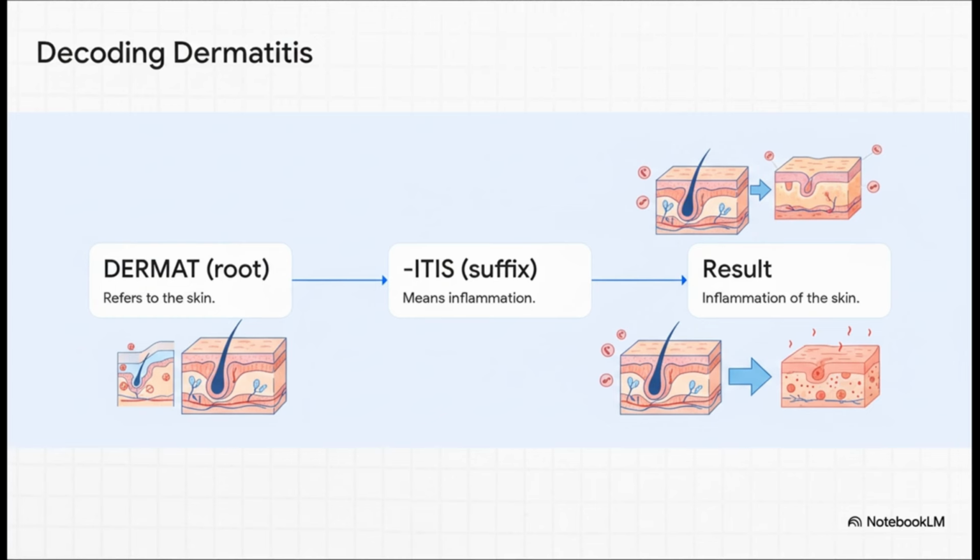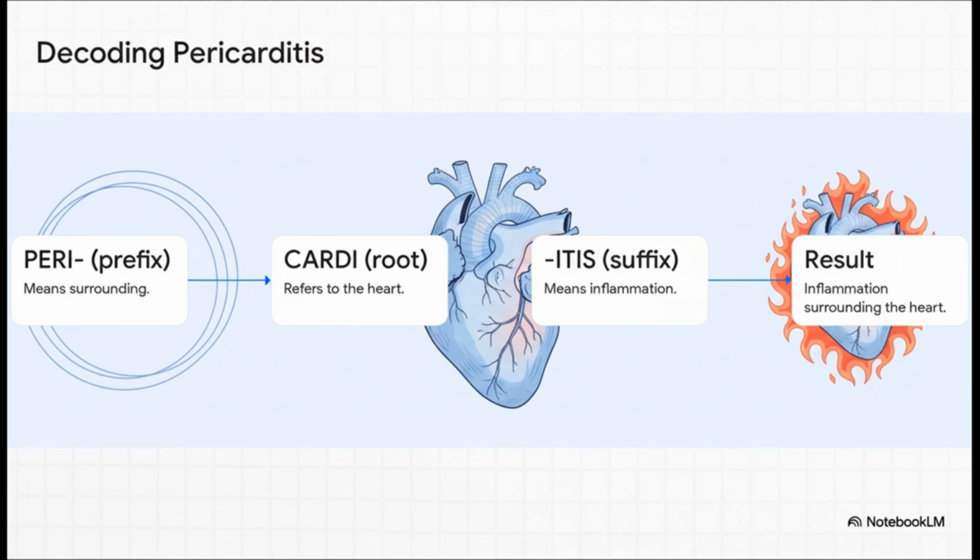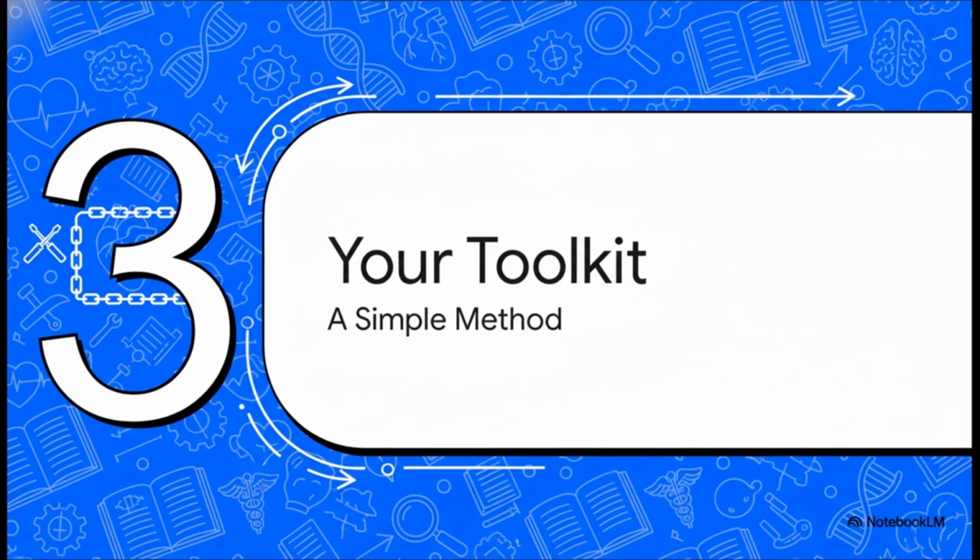Pretty logical. Now, how about a more complex one? Pericarditis. Let's break it down. We start with the prefix peri, which means around. Then we have the root, cardi, meaning heart, and we finish with our familiar suffix itis, meaning inflammation. So when you put the whole puzzle together, you get inflammation around the heart. Pericarditis. You're already decoding these terms like a pro.